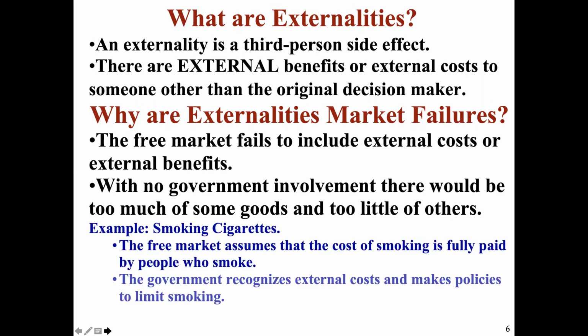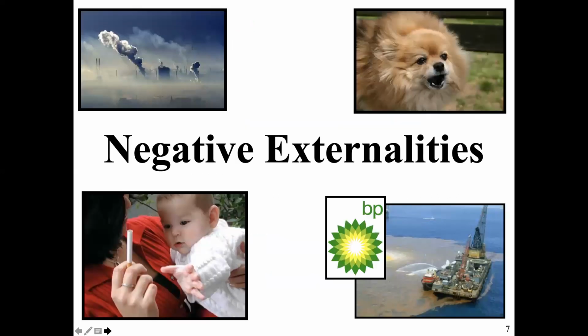A classic example of this is smoking cigarettes. The free market's going to assume that the costs of cigarettes are paid fully by the people who decide to smoke. Of course, this isn't the case. There are many external social costs to smoking, such as secondhand smoke. So what we can do with our analysis is show why the market's failing in the example of smoking cigarettes, and we can actually create some policy to correct that market failure.